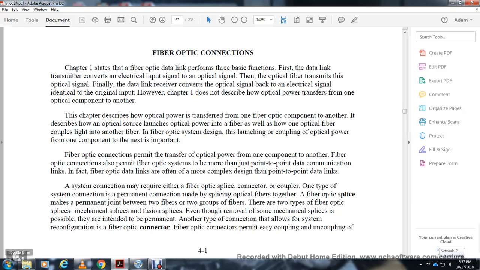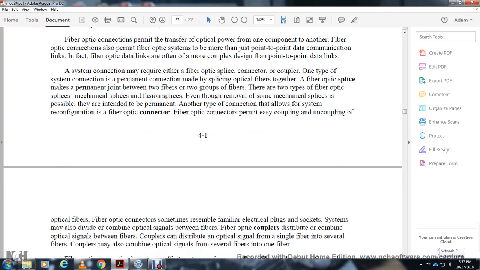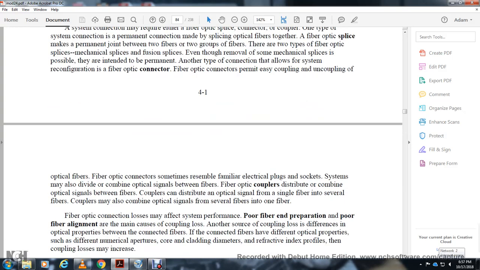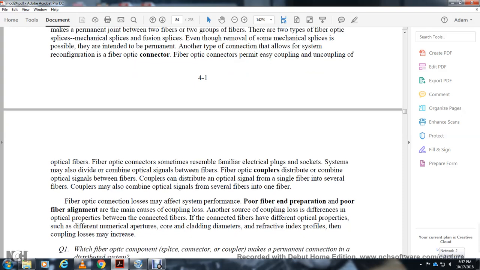Another type of connection allows for system configuration. Fiber optic connectors permit easy coupling and uncoupling of fiber optic connectors, and sometimes resemble familiar electrical plug sockets. Couplers may also divide or combine optical signals. Fiber optic couplers distribute the optical signal between fibers. Couplers distribute optical signals from one fiber to several fibers, or combine optical signals from several fibers into one fiber.